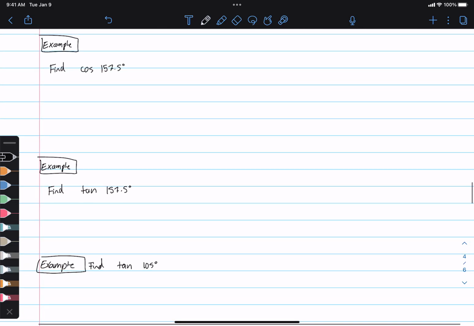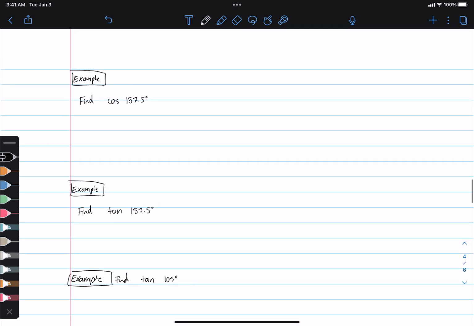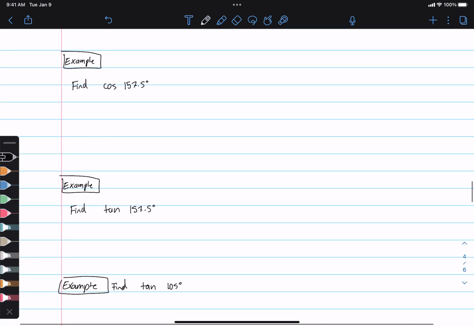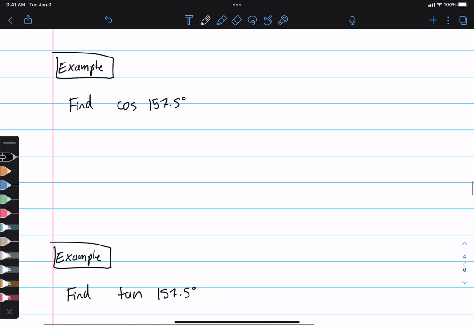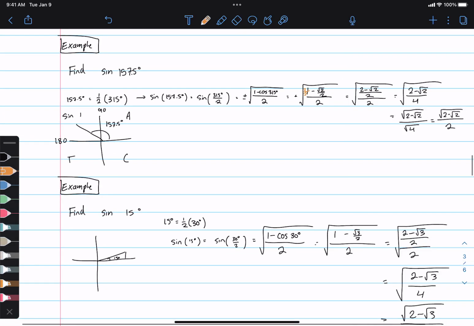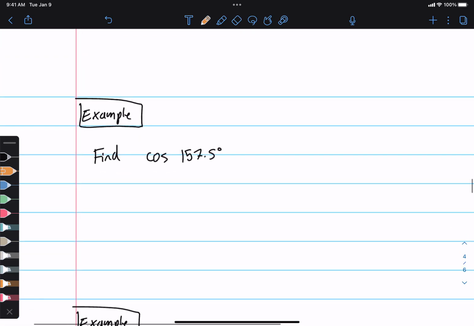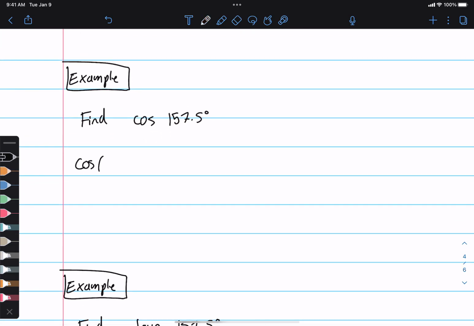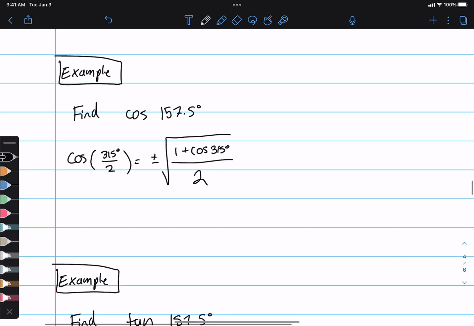So our next example, and again, there's a lot of examples to get through, but bear with me. We're going to find the cosine of 157.5 degrees. We just found up here that it's 315 over 2. So the cosine of 315 degrees over 2 is the plus or minus square root of 1 plus cosine of theta, just 315 degrees, all divided by 2.